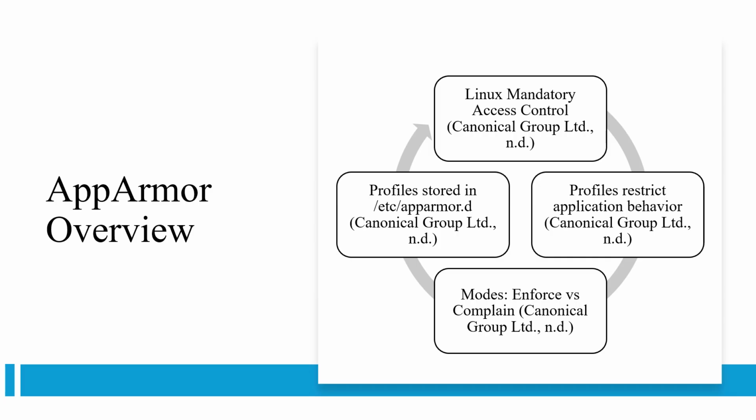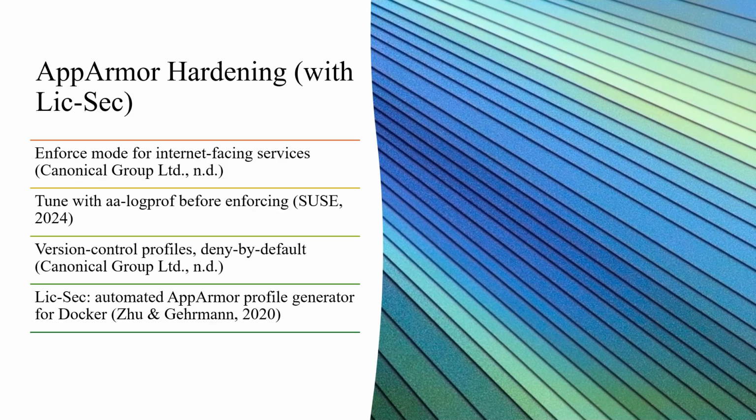AppArmor runs in two modes. In complain mode, which is useful during testing, the system just logs violations. In enforce mode, those violations are actively blocked. Profiles are stored under /etc/apparmor.d. This architecture applies the principle of least privilege. If an attacker compromises an application, they're stuck inside a small sandbox rather than getting free access to the whole system.